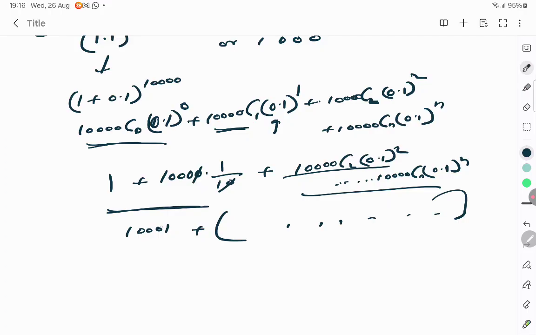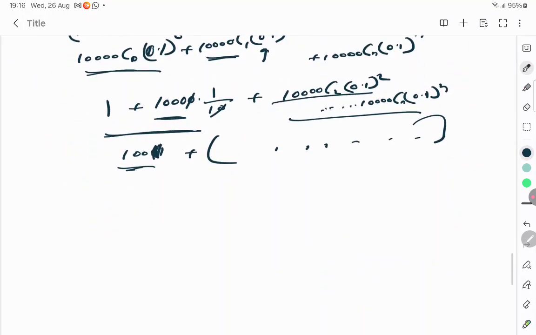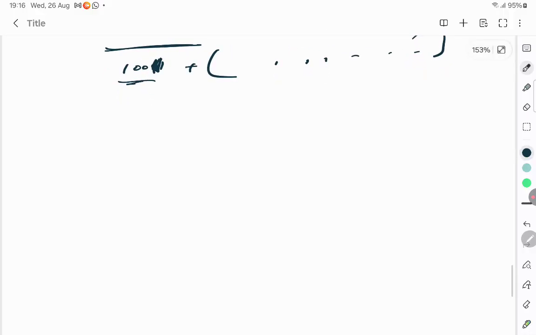So this is 1001, I'm sorry, 1001. Anyway, it's definitely going to be greater than 1000. That's all proved. So let's go to the next sum. That's a very important sum, okay?